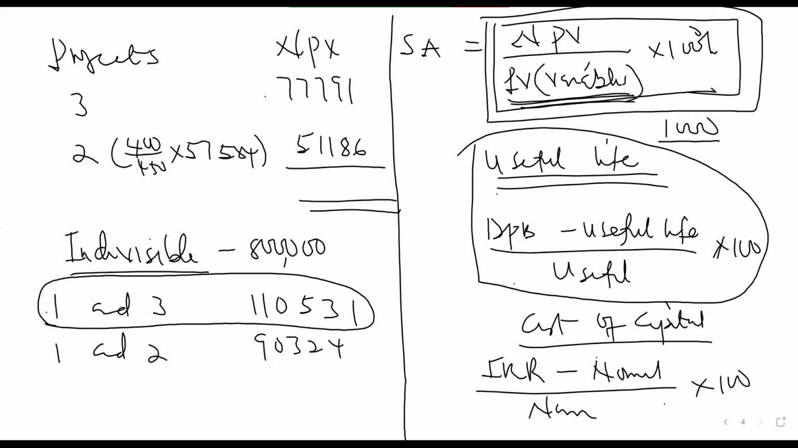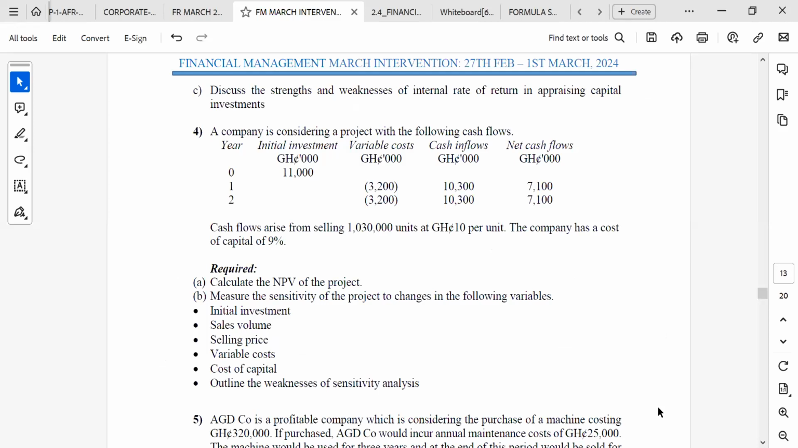So let's pick that question and look at how we go about it. It is a very simple one, not complicated. The question says we should calculate the NPV of the project. What is the lifespan of the project? Two years. Okay. What is the revenue? The revenue is 10,300, and the variable cost is 3,200.